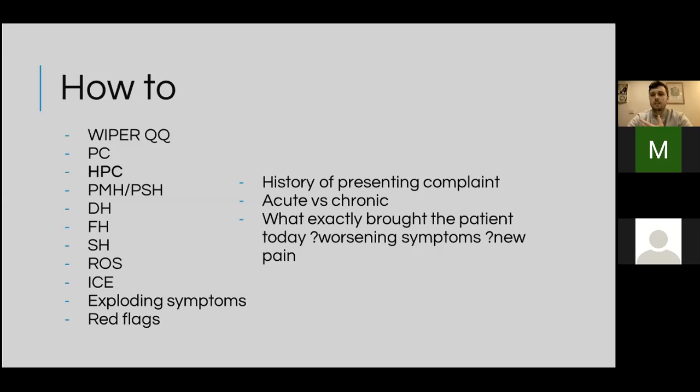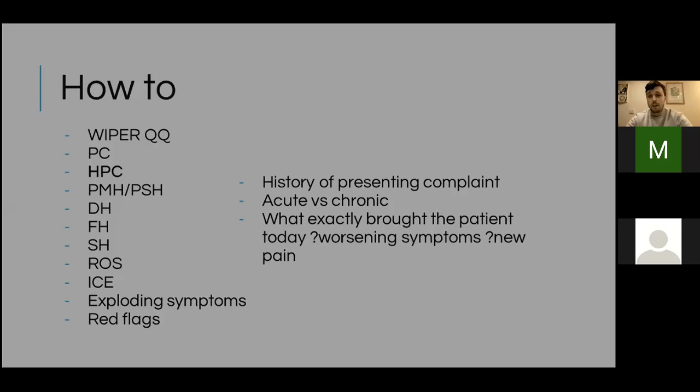So you want to establish if their presenting complaint is acute, so if it's brand new to them all of a sudden, or if it's a chronic thing, if it's been going on for a long time. And then again, asking the patient exactly why they've come in. So if they've got a history of, for example, COPD and a chronic cough, and they've come in today because their cough is getting worse, then you can establish that in the history of presenting complaint. So worsening symptoms, worsening discomfort, worsening pain.